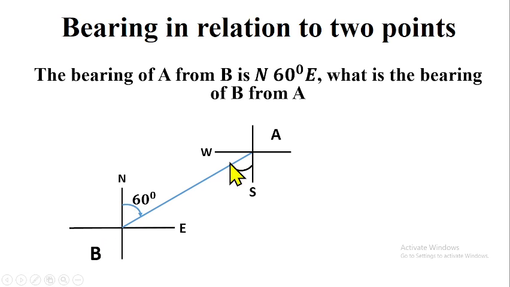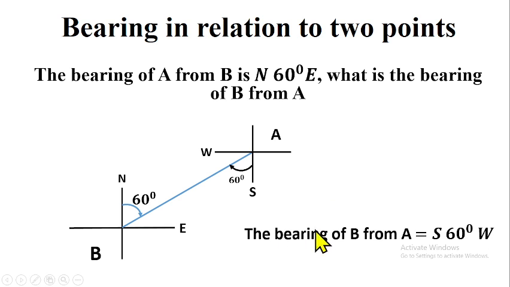That means this angle here is alternate to this angle here. The angles form a Z, going from north with this, then with the south. So you can see that this angle here is alternate to this angle here. If this angle is 60 degrees, this angle is also what? 60 degrees. The reason being that they are alternate angles. So now the bearing of B from A will be 60 degrees south to the west. That's the bearing of B from A.